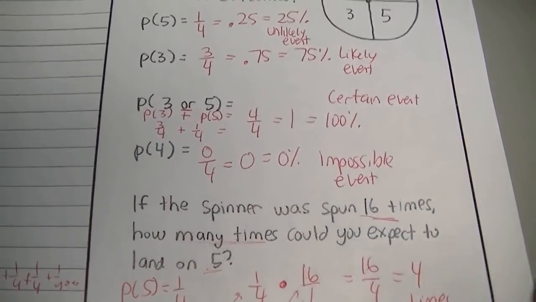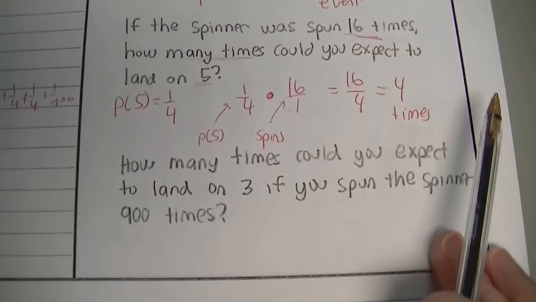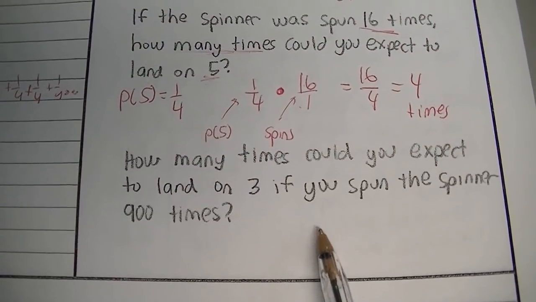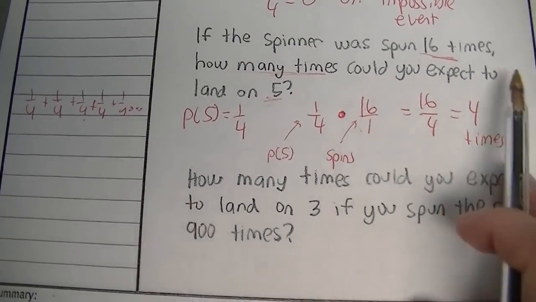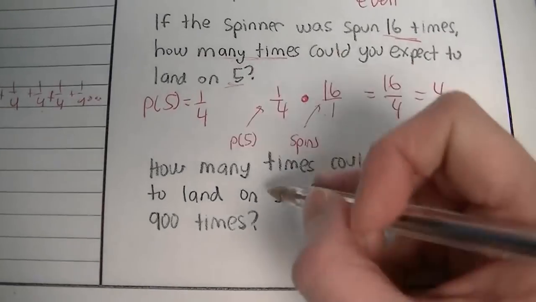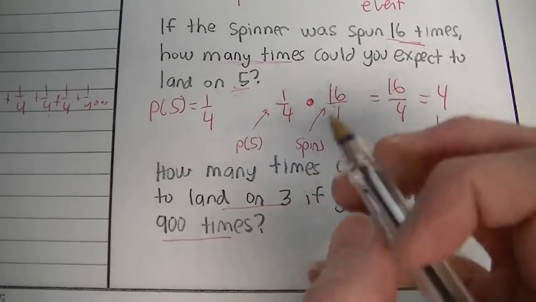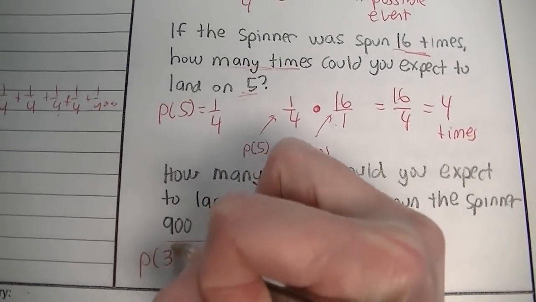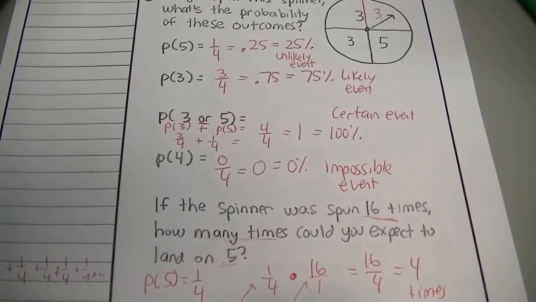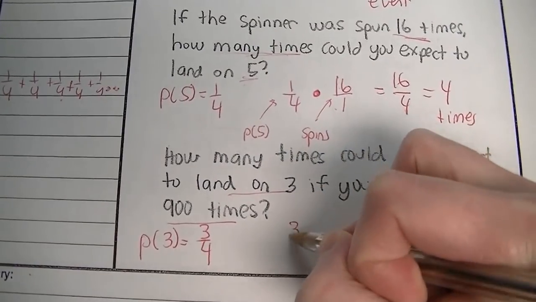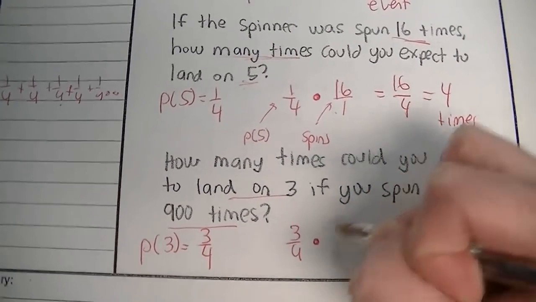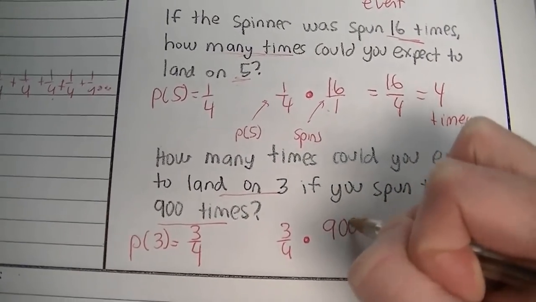Okay, how many times could you expect to land on 3 if you spun the spinner 900 times? Now, you know I don't want to do that, so we're going to do our little multiply thing, okay? So what is the probability of landing on 3? Look up there. Oh, 3/4. So you've got 3/4, and we're spinning that thing 900 times.